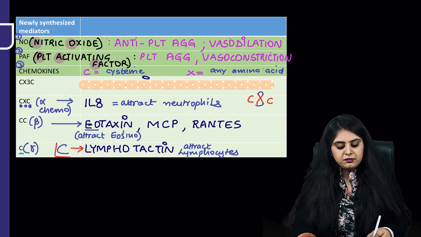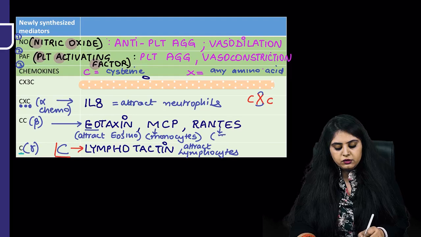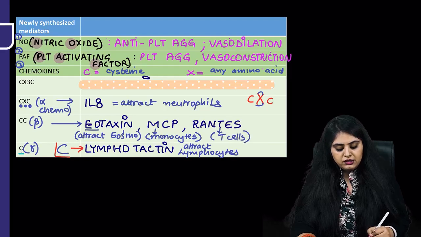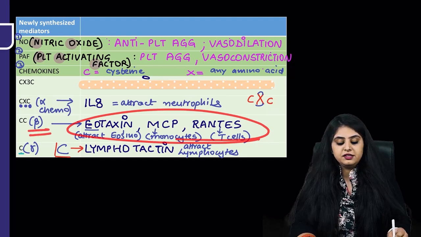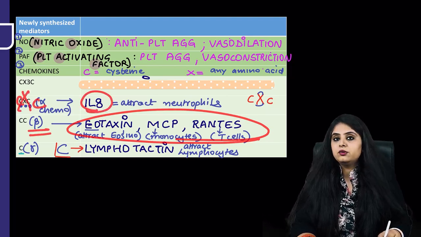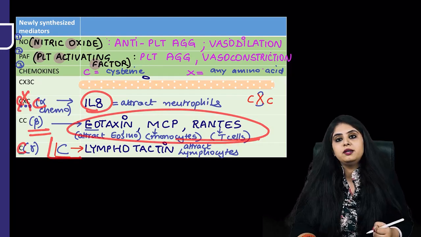Then MCP. MCP, whom do you think it is going to attract? It is going to attract the monocytes. And RANTES. RANTES is going to attract whom? It is going to attract the T cells. So all the miscellaneous ones are going to come in CC. In CXC, it is interleukin 8, and in single C, it is going to be lymphotactin.